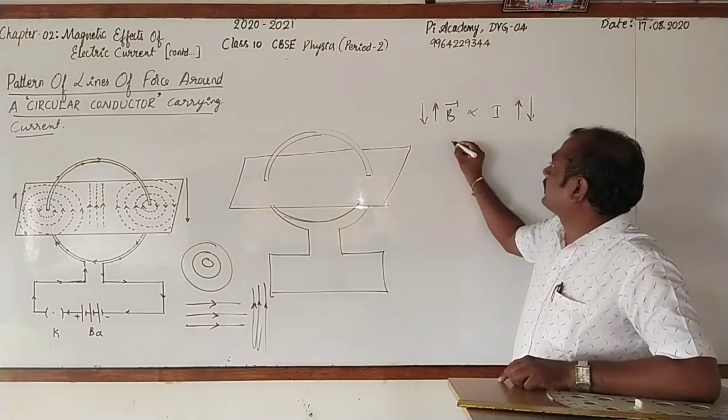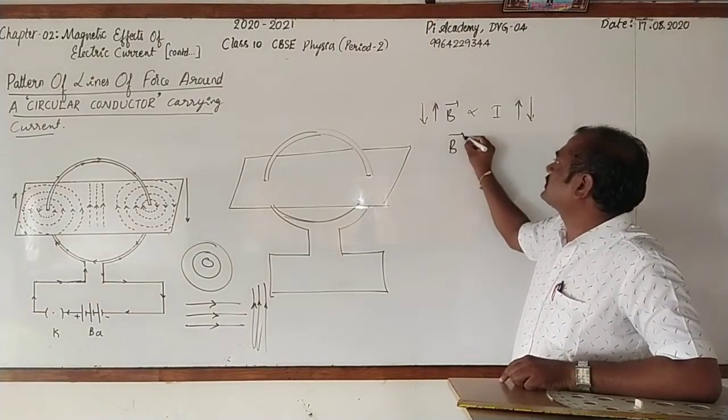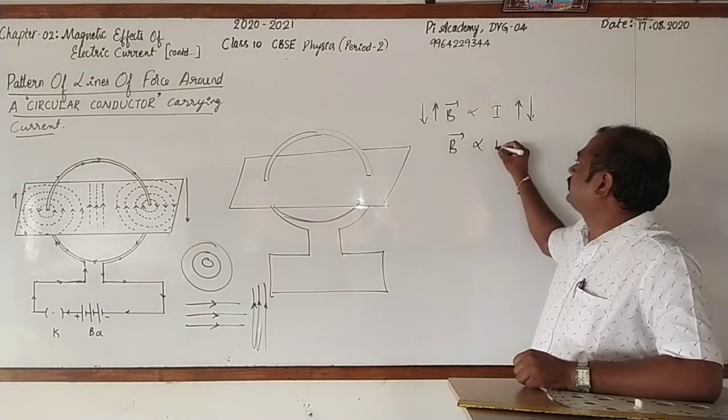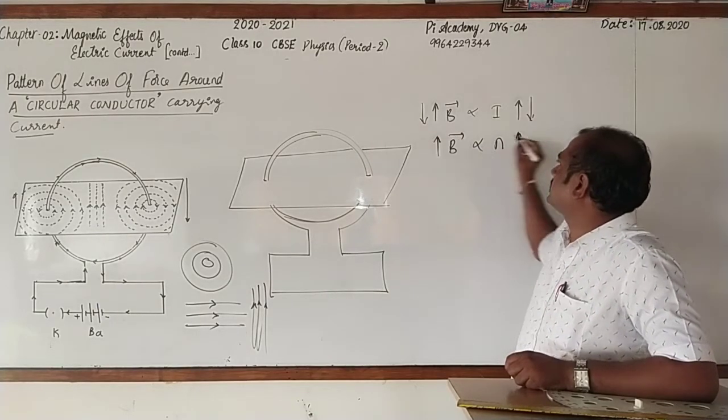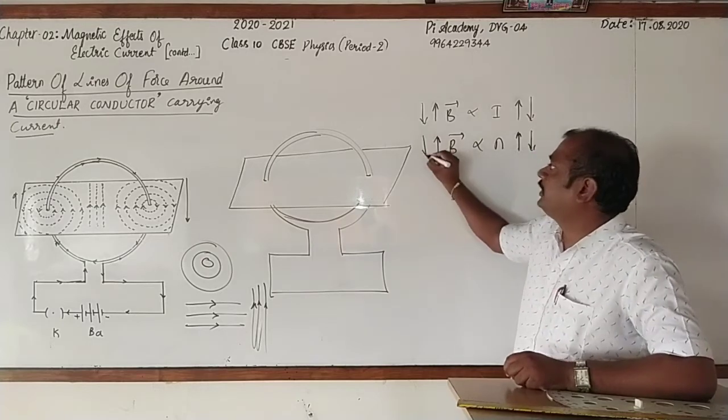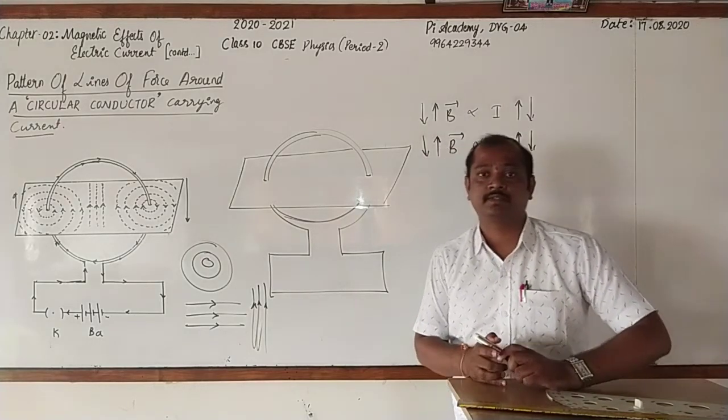Clear? Here I'll write. Field strength is directly proportional to number of turnings. As number of turnings increases, field strength increases. As it decreases, field strength also decreases.